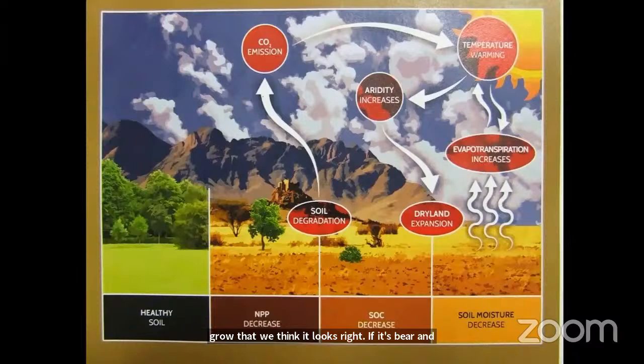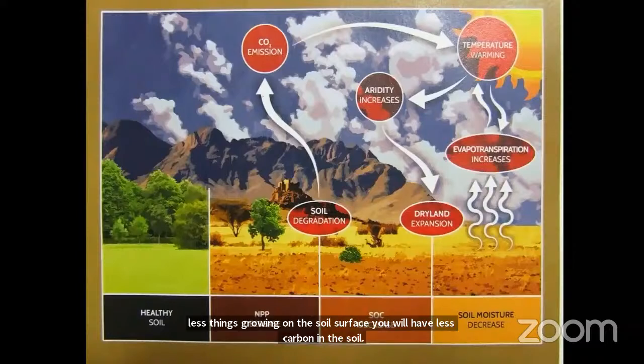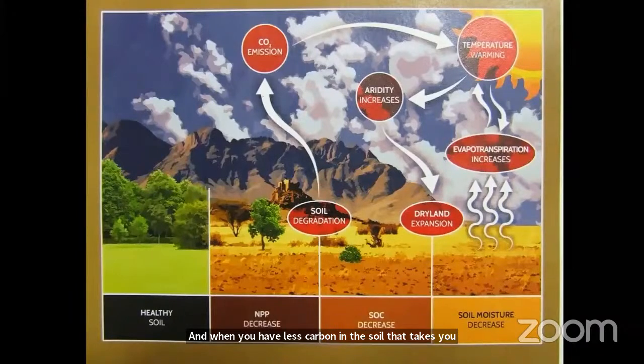I don't know where that came from, but what we haven't thought about is that if you have a decrease in the amount of net primary production compared to what it was prior to European settlement, then the next frame is SOC decrease. That's soil organic carbon. If you have less things growing on the soil surface, you will have less carbon in the soil. And when you have less carbon in the soil, that takes you to the fourth frame, which is soil moisture decrease, which is probably not such a huge issue in Ohio from what I can gather. You'd probably like it to be, for it to be going off up into the atmosphere and evapotranspiration to be increasing, as that figure shows.